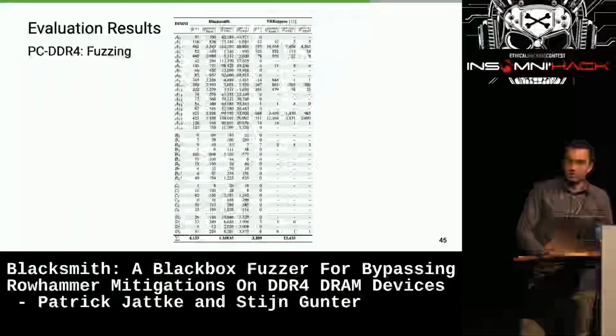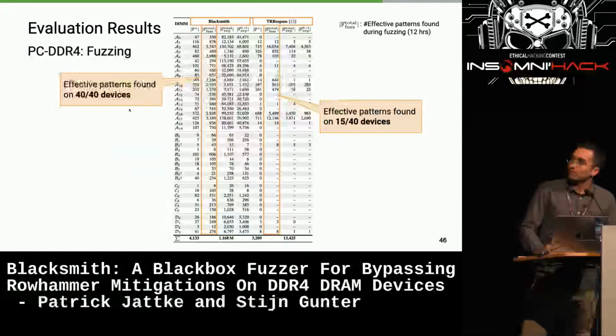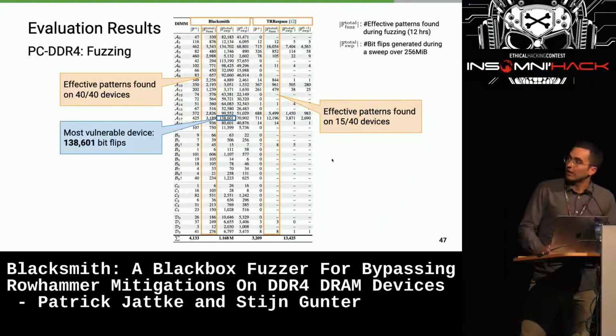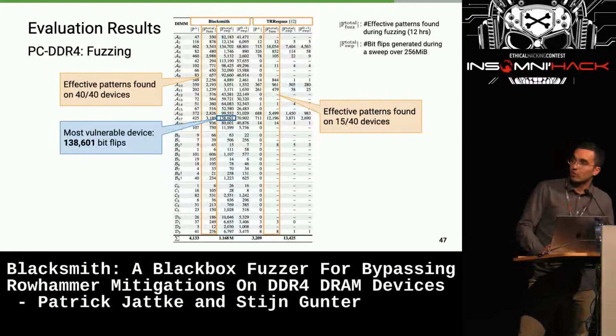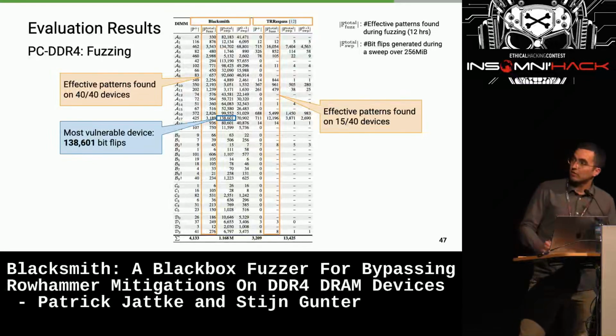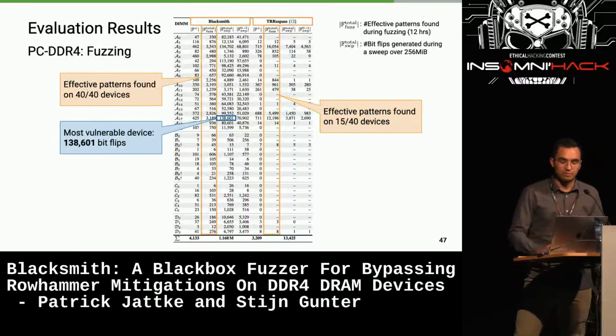And then we get the following data. We found out that all devices are vulnerable. With our approach, we could trigger bit flips on all 40 devices of our test pool. And previous work, Trespass, could only trigger bit flips on 15 of 40 devices. We also found out that the devices are quite vulnerable, more than reported previously. On some devices from Samsung, we could trigger 36,000 bit flips. And this has an impact on the exploitability, because more bit flips means that it's easier to use these bit flips to exploit the system.